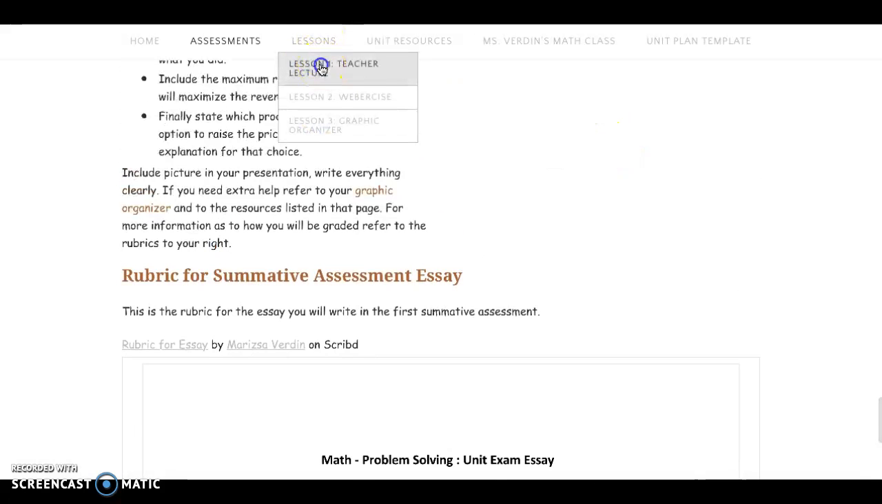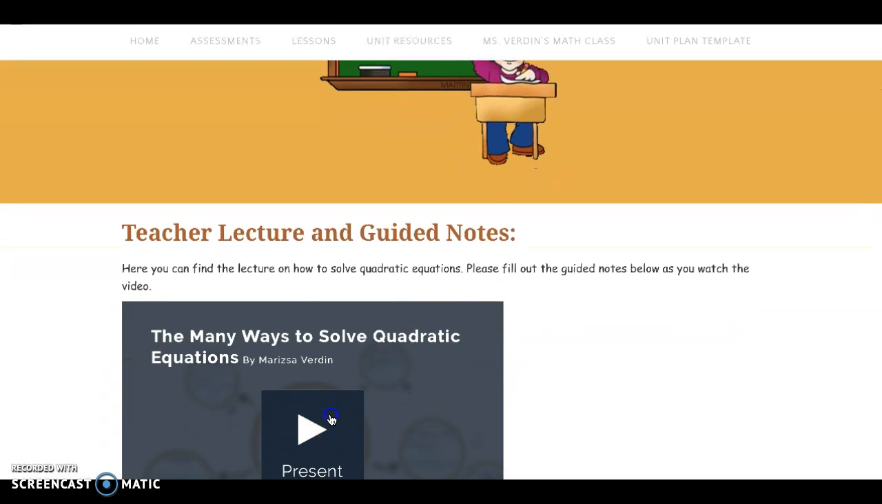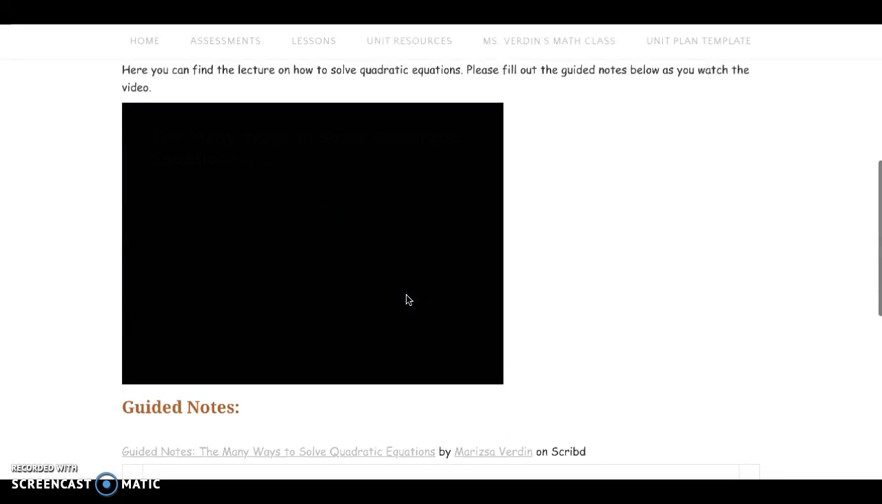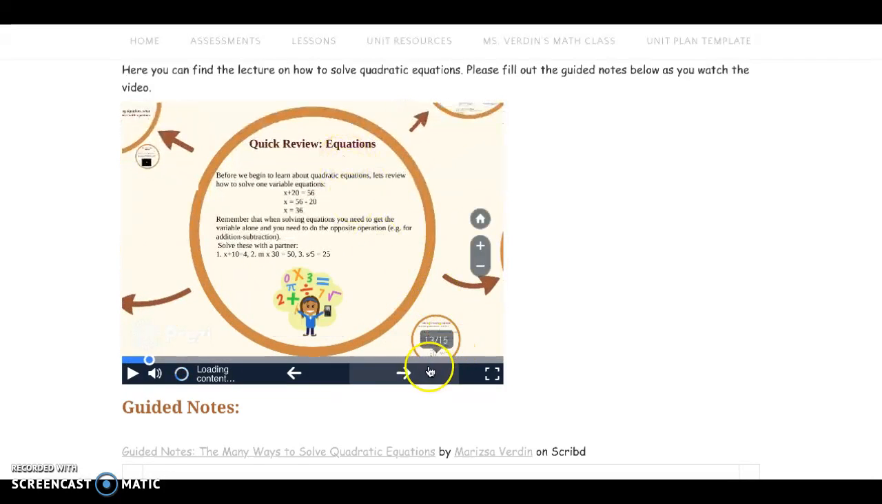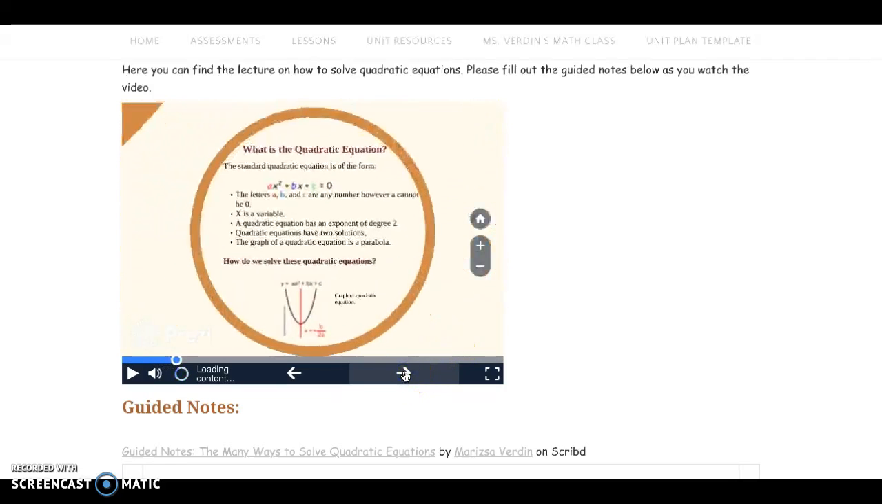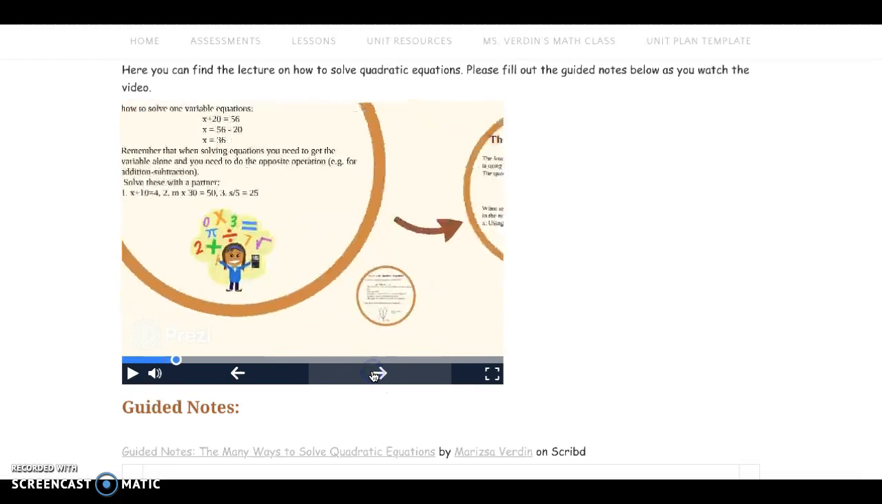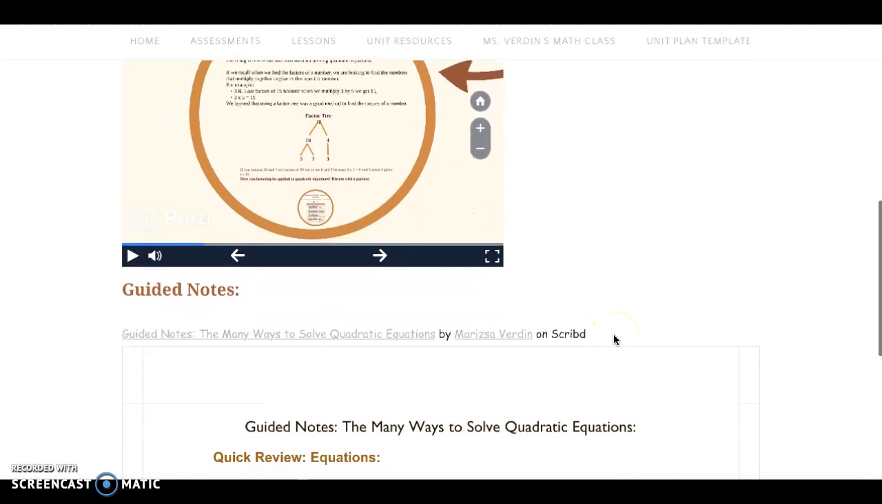So we have our first lesson, which is a teacher lecture and guided notes lesson. This lesson is actually the first lesson that the students will be going over. It gives the students a quick review for solving equations, as well as telling them what a quadratic equation is, and then also goes over the 4 different methods for solving quadratic equations.